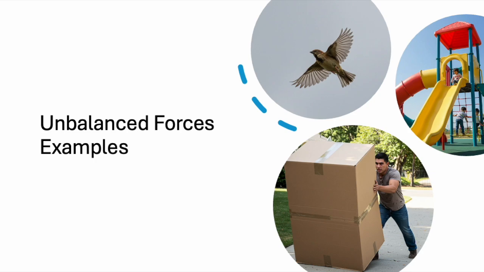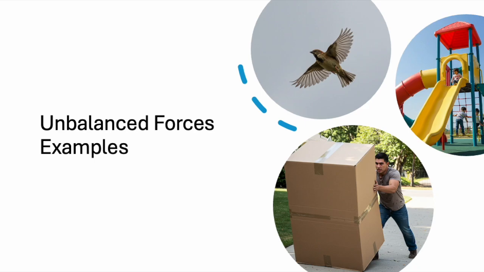Air resistance. When a bird flies, its wings push it forward, but air resistance pushes against the bird, slowing it down. Pushing a box. When you push a box across the floor, your push is opposed by the friction between the box and the floor.